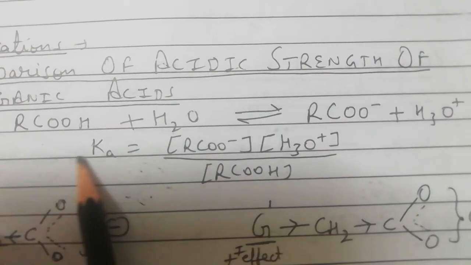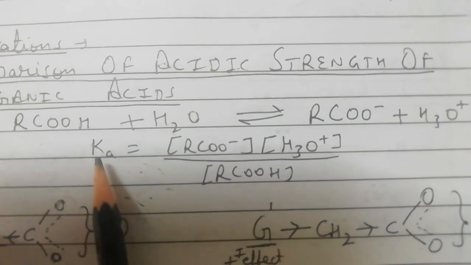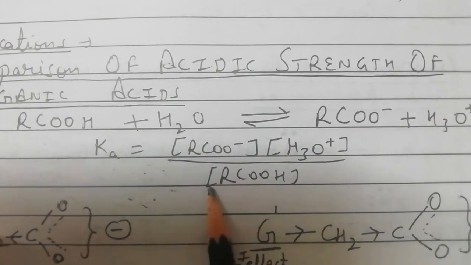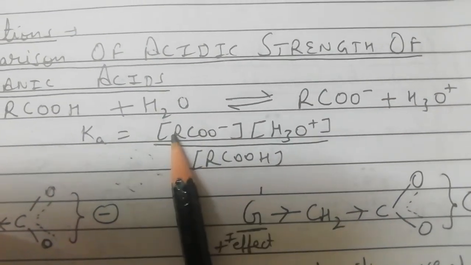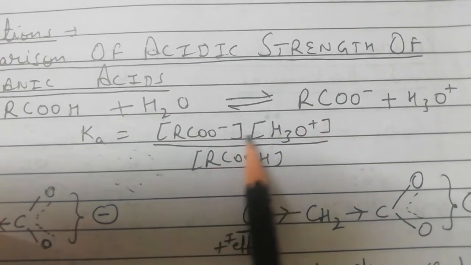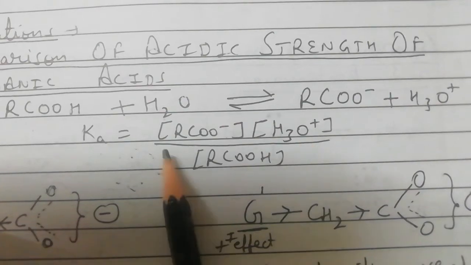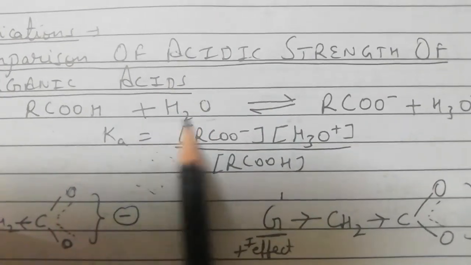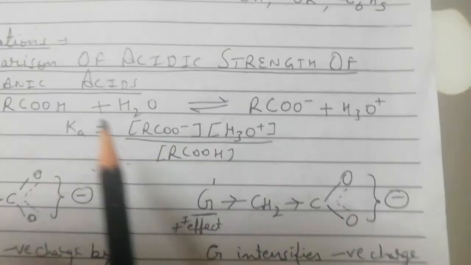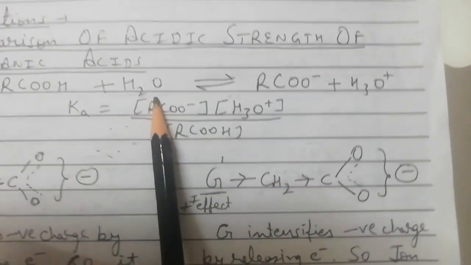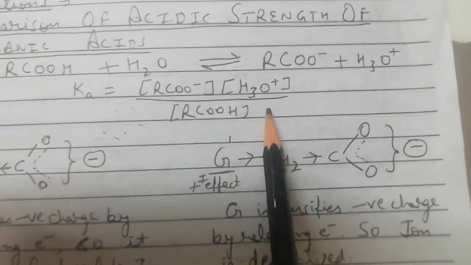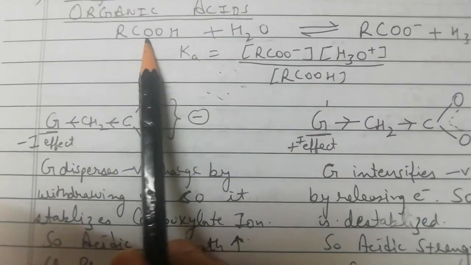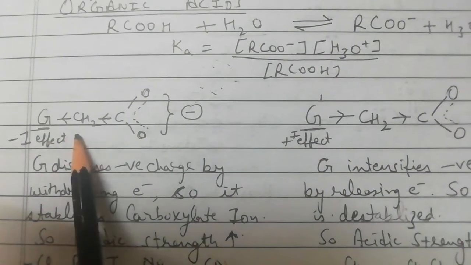If we write down their equilibrium constant, or in this case what will be called the acidity constant, that is equal to the concentration of products over the concentration of reactants. That is the concentration of RCOO negative times the concentration of H3O positive, divided by the concentration of RCOOH, and the concentration of water is taken as unity because we assume that our solvent is present in excess. So now in this carboxylic acid, we will take two examples.